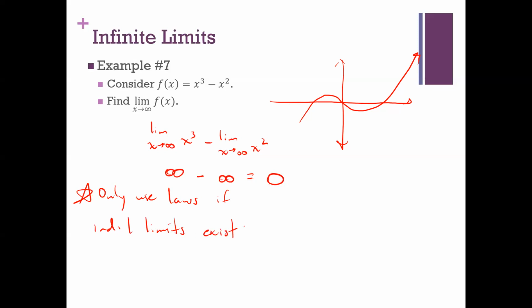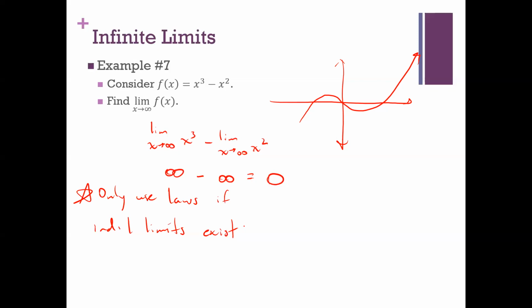Would there be some cases where you would only know if they exist if you use the law? Like for a rational function, you wouldn't know if the limit exists. Okay, well, that's kind of your test. But if they don't exist, then you know you can't. You've got to try something else.